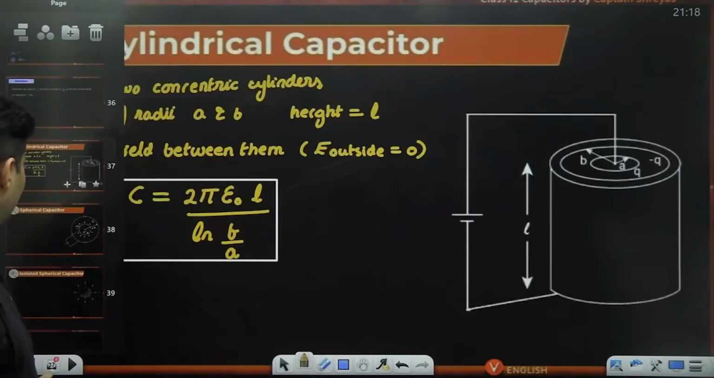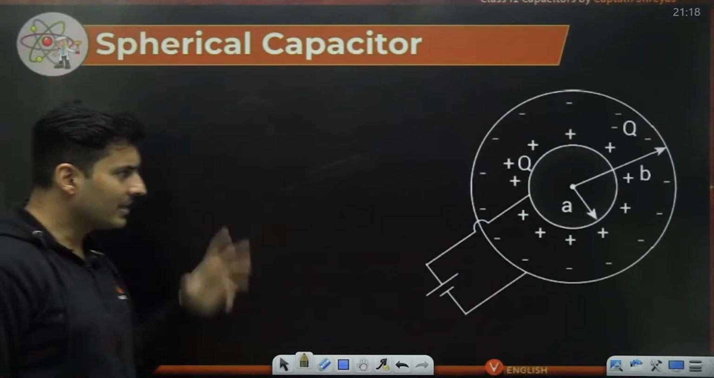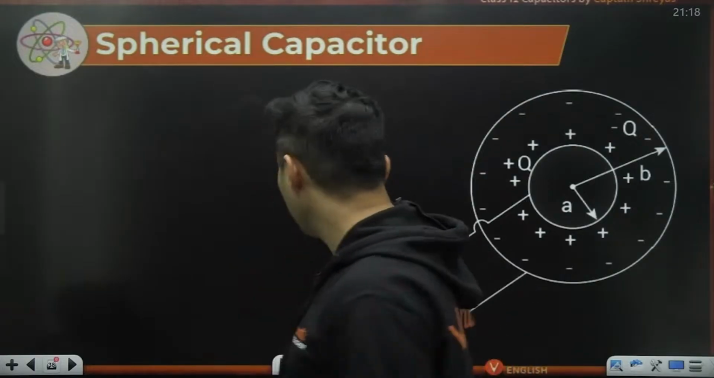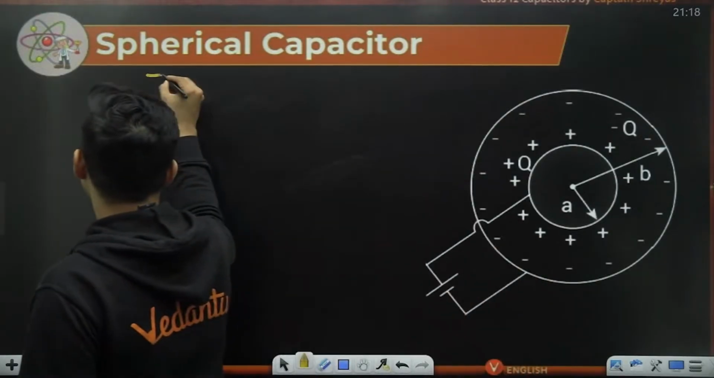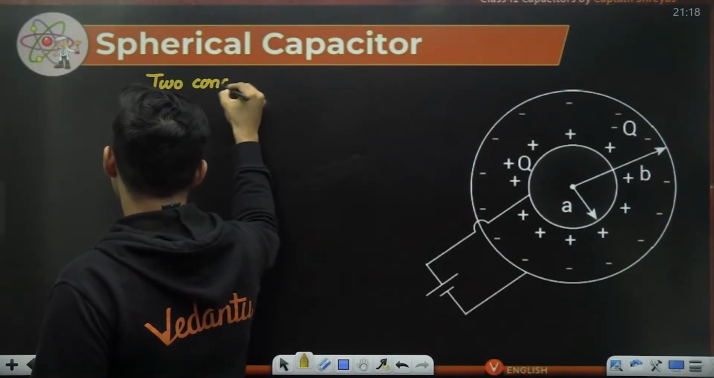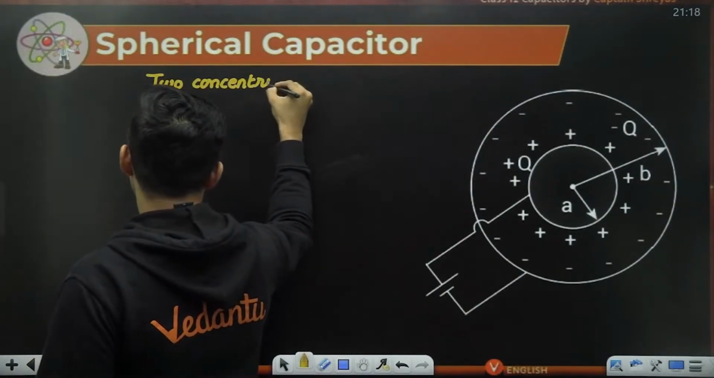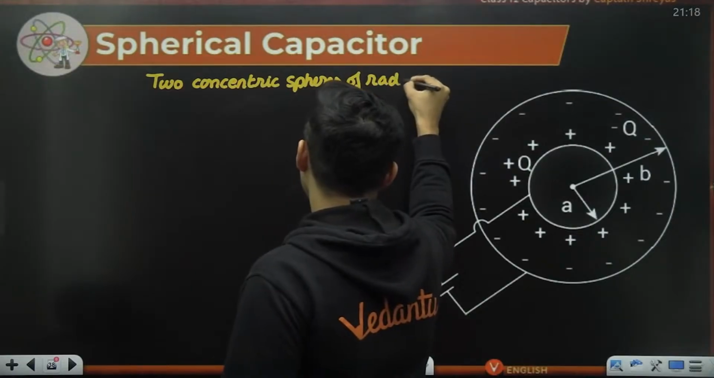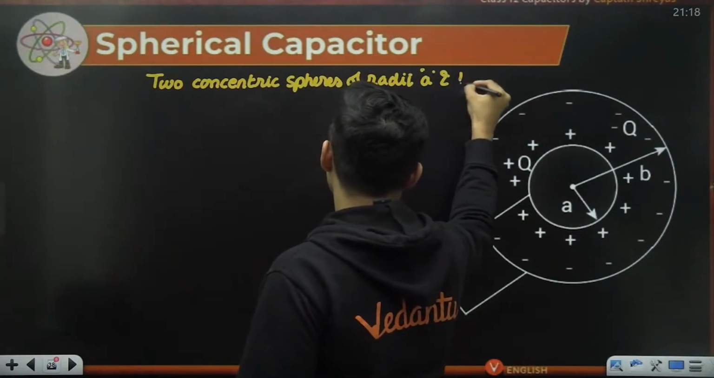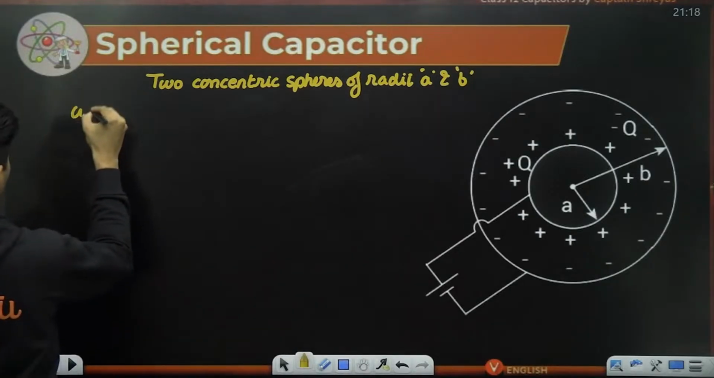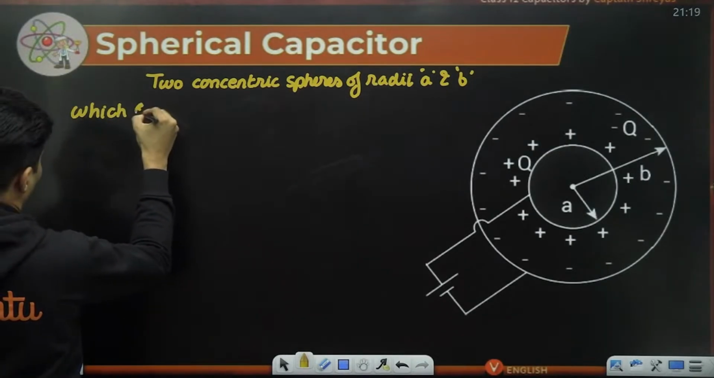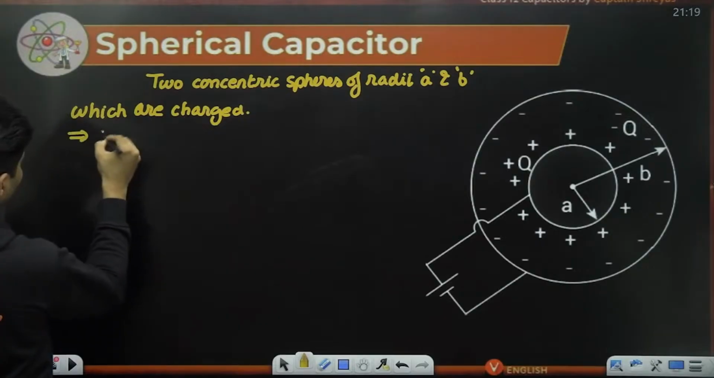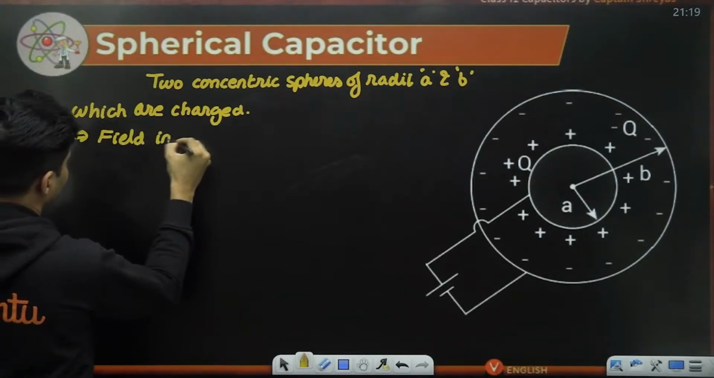Okay, sir. So that is the cylindrical capacitor. The last type is the spherical type of capacitor. So for a spherical type of capacitor, you have two concentric spheres of radii A and B, which are charged, and because of that, there is a field inside.